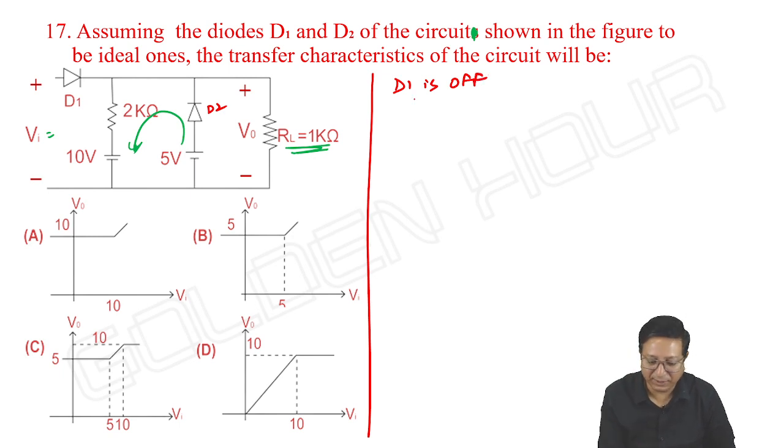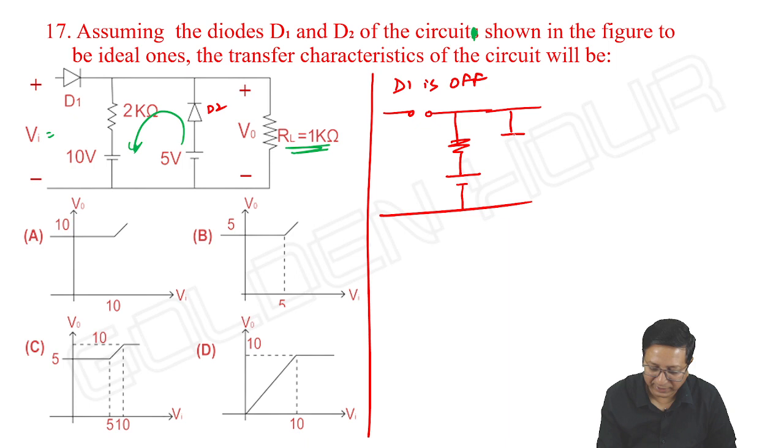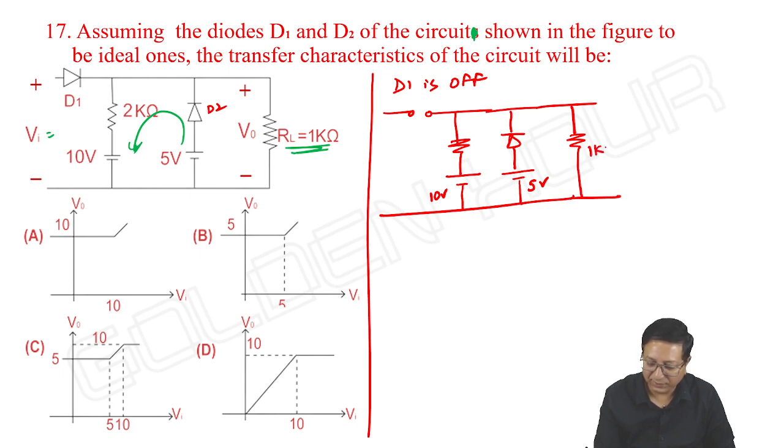For D2, whether it conducts or not, to decide that, I don't want to take any risk of assuming that D2 is also off. I want to confirm by calculating ID2, because RL is a finite value. Earlier it was open, now there is a resistor. We can't trust it. It may cheat like anything. D1 is off, no doubt about it. And D2, I'm assuming D2 is on.